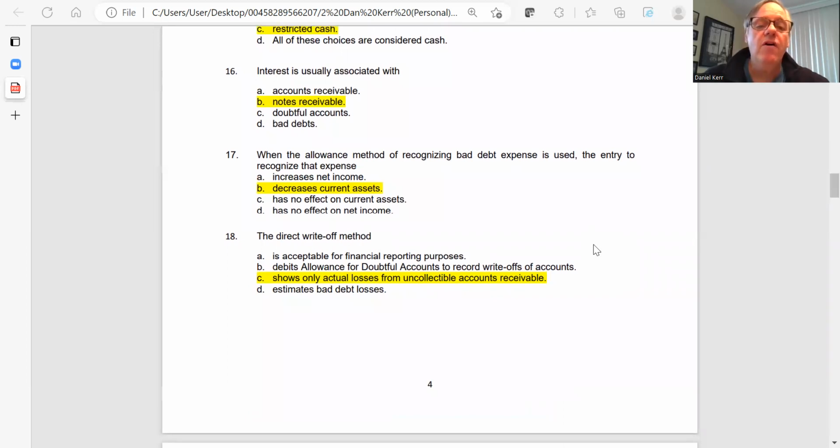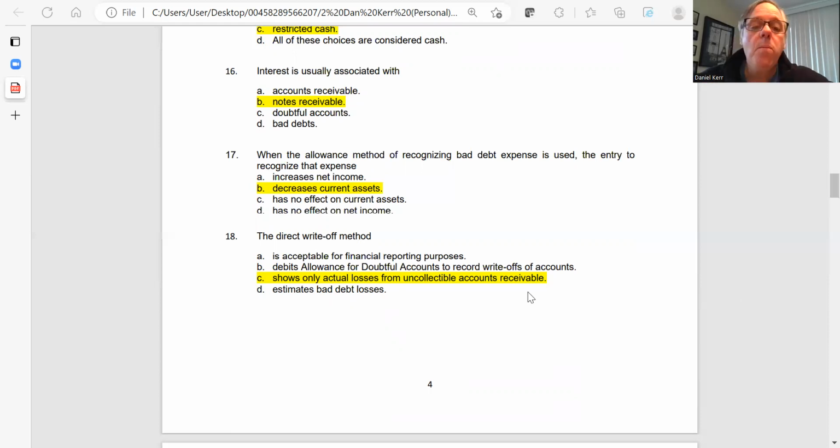Number 18, the direct write-off method. With direct write-off, when you write off the account, you just debit bad debts expense and you credit accounts receivable. Nice and simple. But it only shows your actual losses from individual uncollectible accounts. It doesn't show, based on your past experience, how much of your accounts receivable going forward is going to prove to be uncollectible. So the direct write-off method shows the actual losses from uncollectible accounts. It is not acceptable for financial reporting purposes. It doesn't debit allowance for doubtful accounts to record the write-off. It's just simply a debit to bad debts and a credit to accounts receivable, and it doesn't involve any estimates. So the answer there is C.